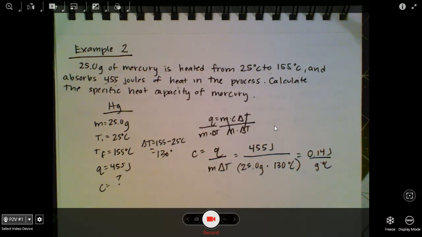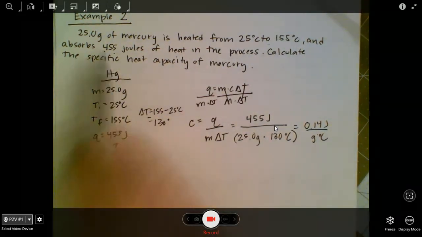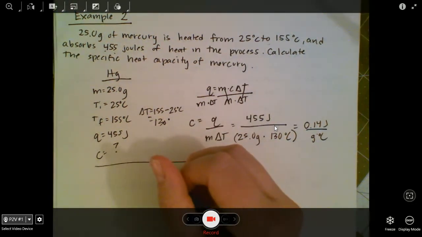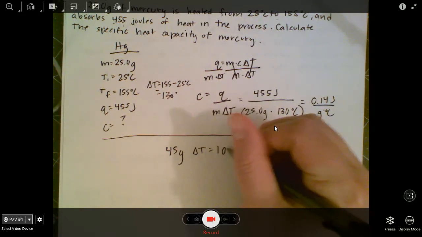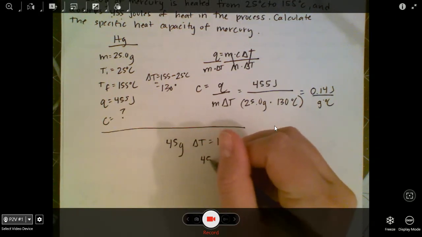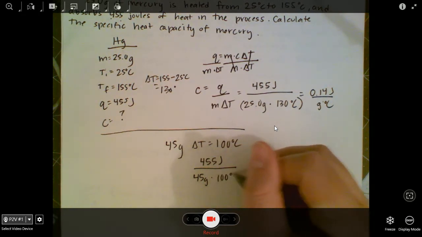Now, one thing I want to tell you about is that with a couple number tweaks, this could actually be a decent multiple choice question. And you say to yourself, aren't we done with these practice problems? Yes, but I want to show you something. So let's say they give you 455 joules, but instead of 25 grams, let's say our problem is a 45 gram sample, okay? And let's say it had a delta T, not of 130, but 100 degrees Celsius. So if we think about reworking this, it would be 455 joules over 45 grams times 100 degrees Celsius.